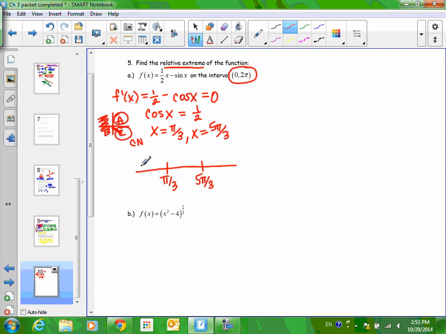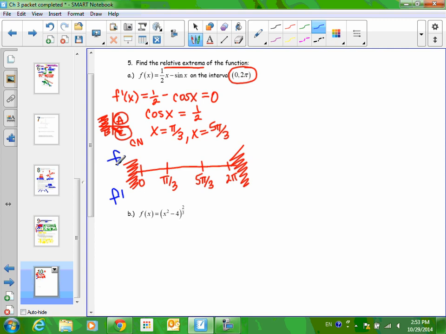So see how it says start at 0? I'm going to put 0 on here, and I'm going to scratch out everything to the left of 0. I don't care about those numbers. And I'm going to do the same thing over here. So we're not going negative infinity to infinity. We're starting and stopping at 0 and 2 pi. I'm still going to put the derivative down here and just plain f up there. And I'm still going to test.